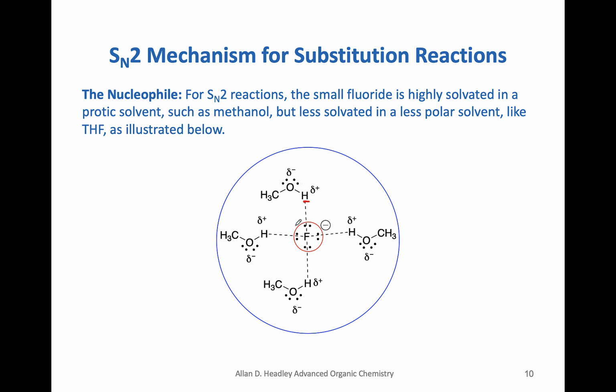It can solvate the fluoride anion, making for an effectively large fluoride ion in a polar protic solvent. We say that it is highly solvated. So the fluoride anion is highly solvated in a polar protic solvent such as methanol and, as you can imagine, water.